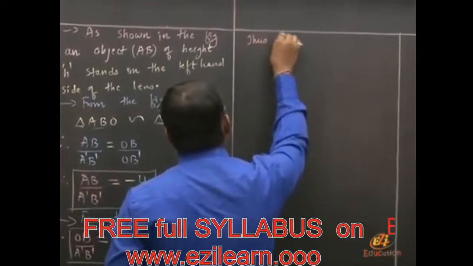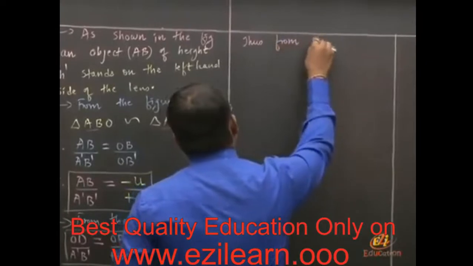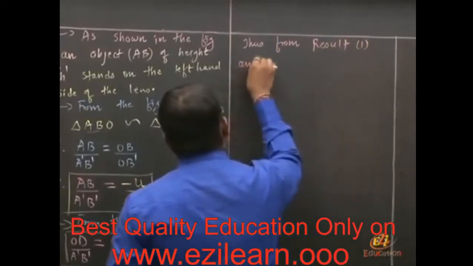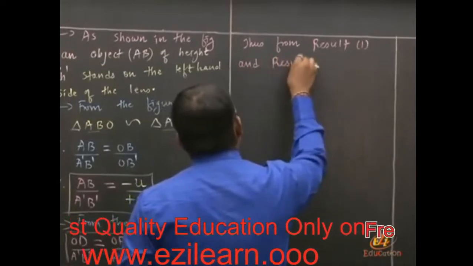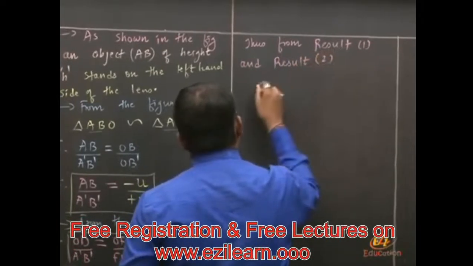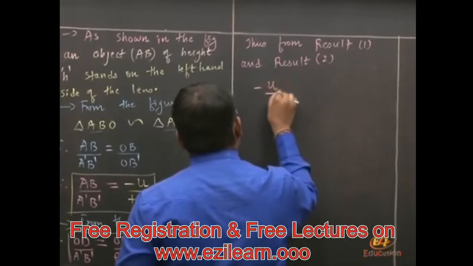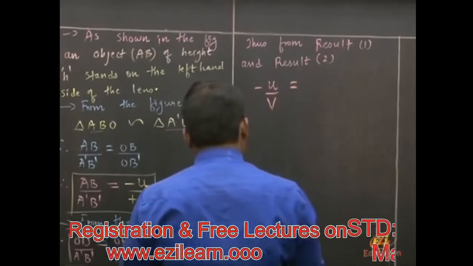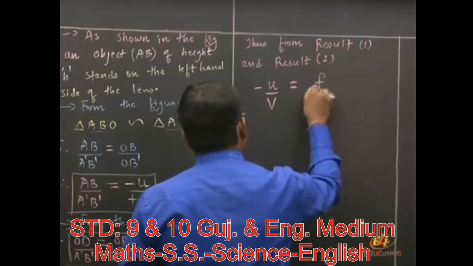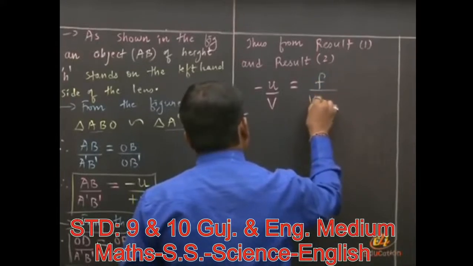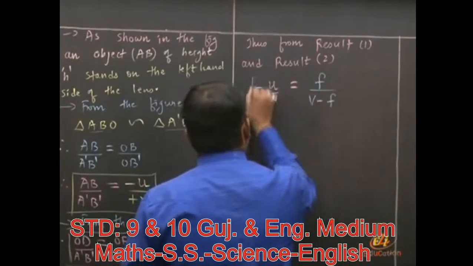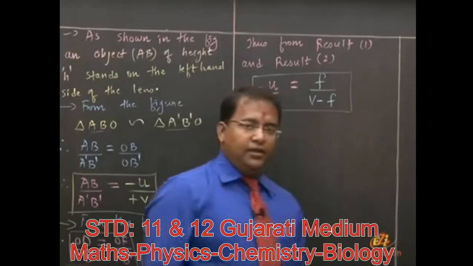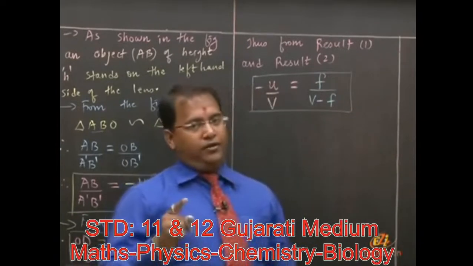Thus, from result 1 and result 2, minus U upon V is equal to F upon V minus F. This step is what I get at the end of result 1 and result 2.